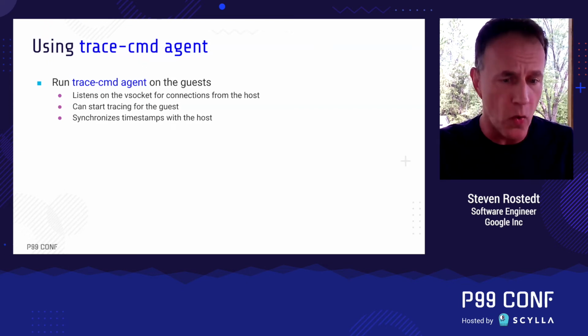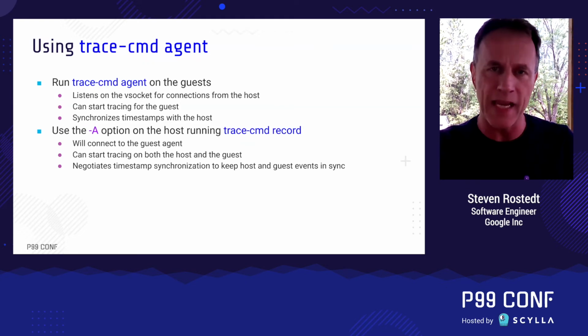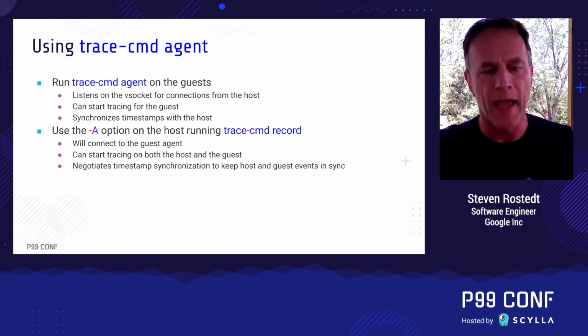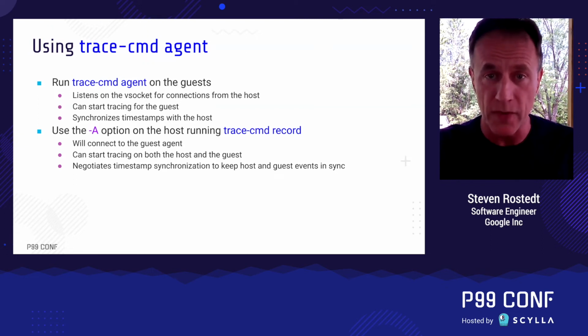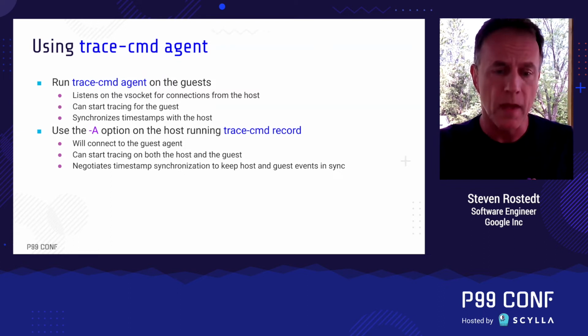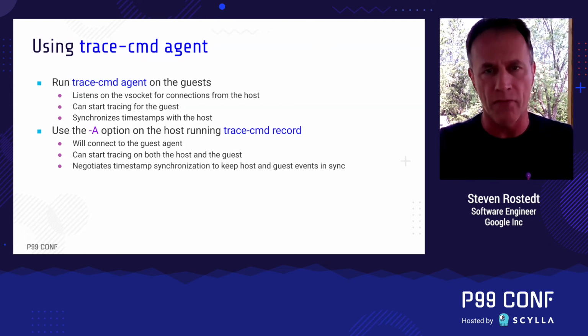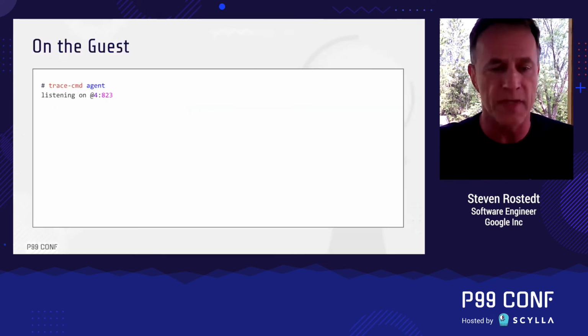So when you do trace-cmd record, you pass in the -A option, which means agent, meaning it's going to connect to one of the agents running on a guest. It will tell that agent to start tracing and pass that tracing data back down to the host. This way, it also does the negotiation of timestamps so that they are synced when you look at both trace files, because this will create two tracing files, one for the host and one for the guest, that you can look at individually, or if you put them together, it will synchronize and make sure all the timestamps are the same.